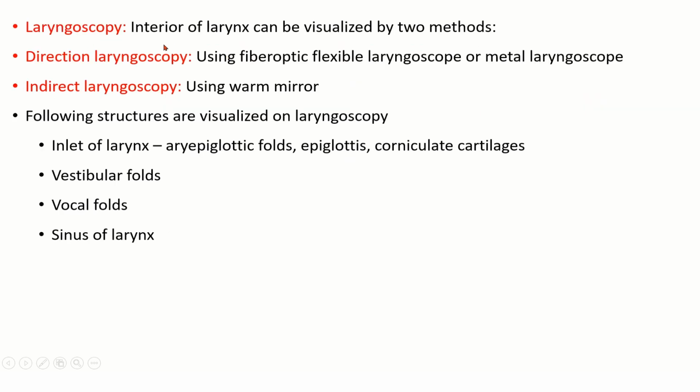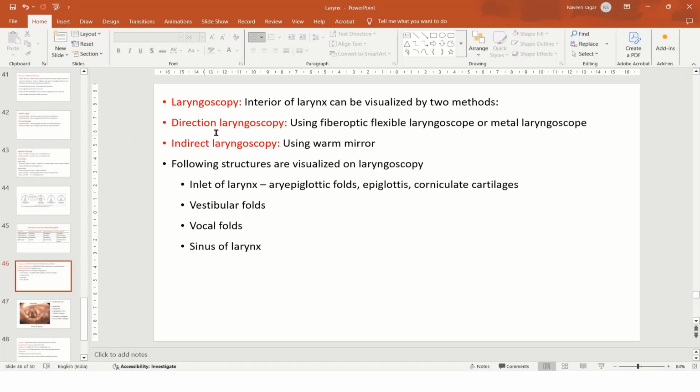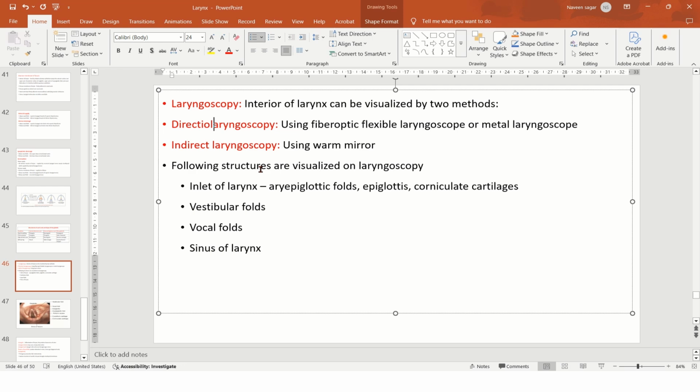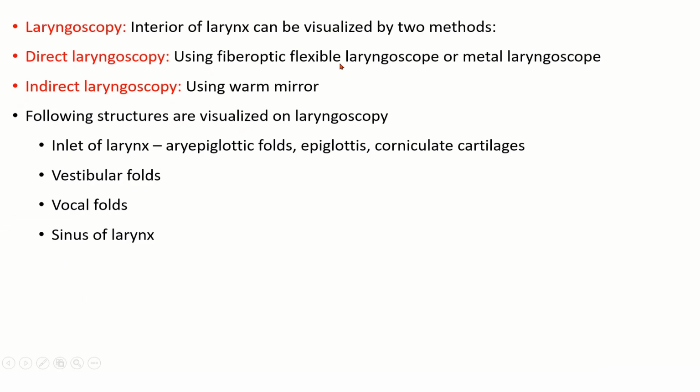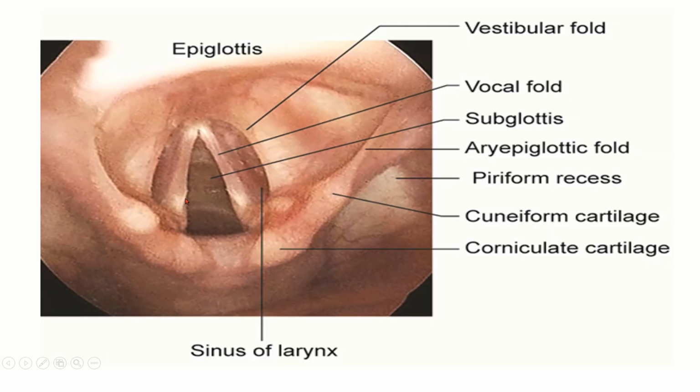So laryngoscopy is used to see the interior of the larynx. Direct laryngoscopy is using a fiber optic flexible laryngoscope or metal laryngoscope. Directly we can see the larynx. Indirect laryngoscopy is using a warm mirror. So the following structures are visualized on laryngoscopy: inlet of larynx, vestibular folds, vocal folds, and sinus of larynx. You can see here this is a laryngoscopic view of the vocal folds and the vestibular folds, and this is the sinus of the larynx.